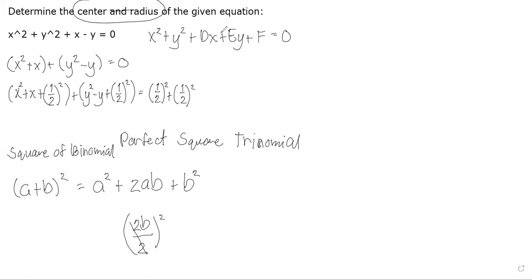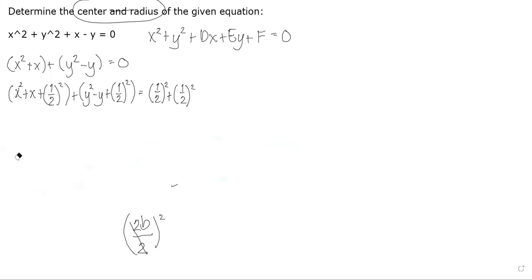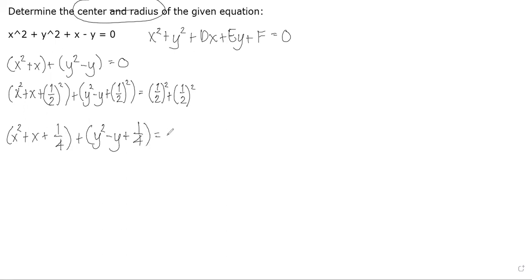Y squared plus dx. Okay na yan siya. So, simplify natin yung left side and right side ng equation. This will give us x squared plus x plus 1/4. Diba? Kasi 1/2 in square mo, so 1 squared over 2 squared is just 1/4. Plus, ganun din sa kabila, y squared minus y plus 1/4. And ganun din dito, 1/4 plus 1/4.